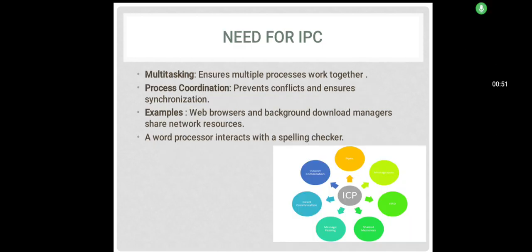And next, we discuss IPC necessities: multitasking, process coordination, and examples. In multitasking, it ensures multiple processes work together efficiently. In process coordination, it prevents conflicts and ensures synchronization. For examples, a web browser and background download manager share network resources. A word processor interacts with the spelling checker in real time.